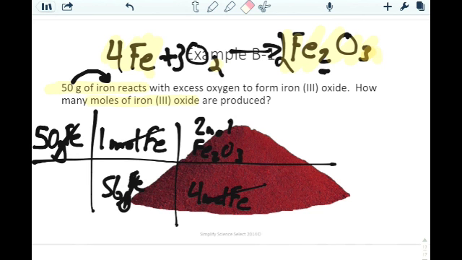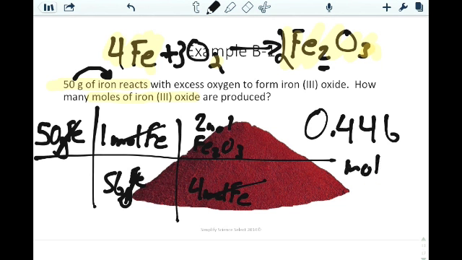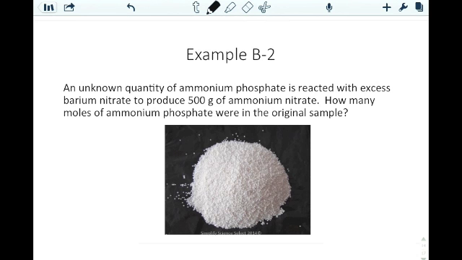So 50 times 1 times 2, all divided by 56 times 4, which if I multiply it out correctly, I should get something right around 0.446, and that would be moles of our iron 3 oxide. On our next example, it says an unknown quantity of ammonium phosphate is reacted with excess barium nitrate to produce 500 grams of ammonium nitrate. How many moles of ammonium phosphate were in the original sample?